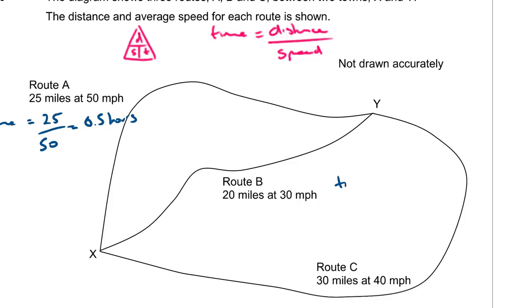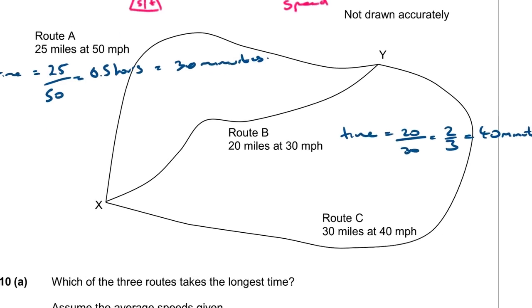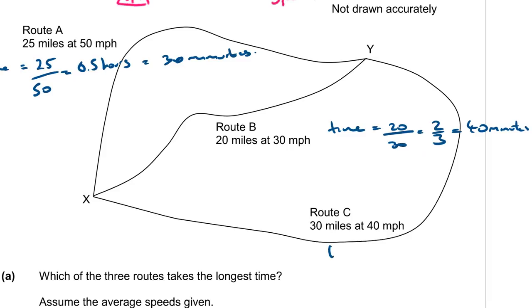For route B, time taken is going to be the distance travelled, which is 20, divided by the speed, which is 30, which is two-thirds of an hour, 40 minutes, I suppose. This one I could write as 30 minutes. Might be easier to compare that way. And then route C, 30 miles at 40 miles an hour. Then time taken is going to be my distance divided by my speed, which is 3/4, and 3/4 of an hour is 45 minutes. So which one took the longest time is going to be route A.